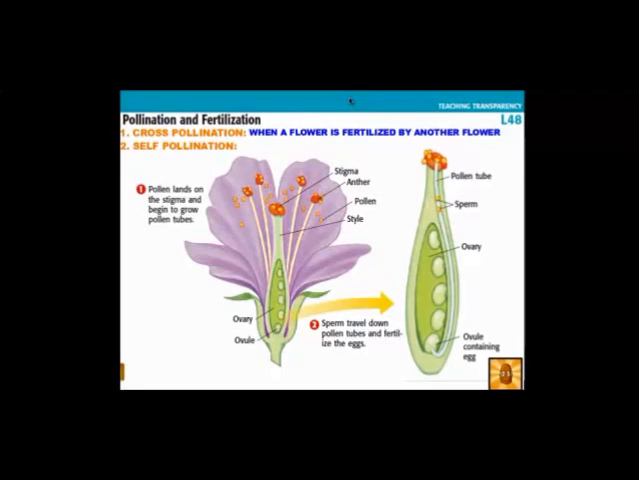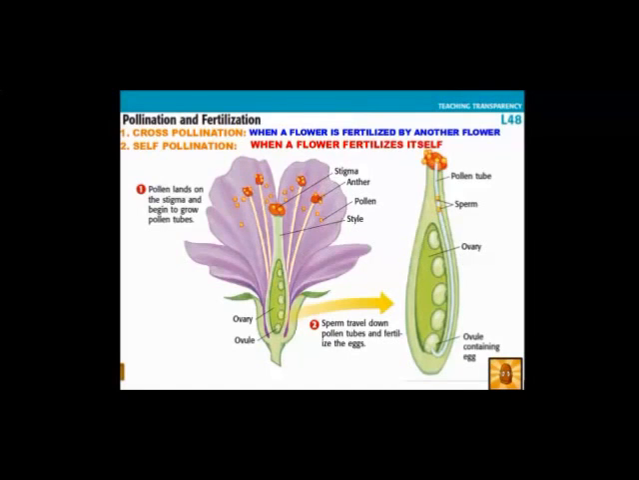Now we can also have self-pollination, which is exactly what it sounds like. During self-pollination, a flower fertilizes itself. So if the wind is blowing and some of the pollen gets knocked off the anthers, it's possible that they can stick onto their own stigma and fertilize the eggs in the same plant that the sperm was made in. So those are the two types of pollination that we have.